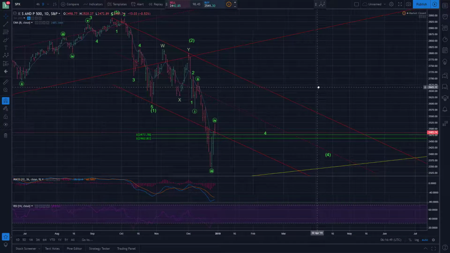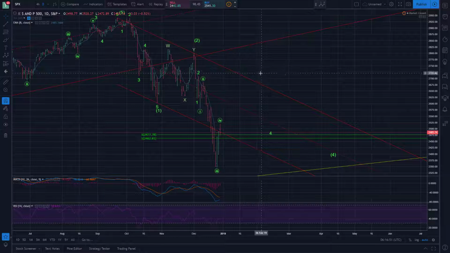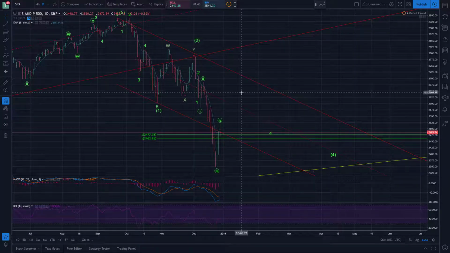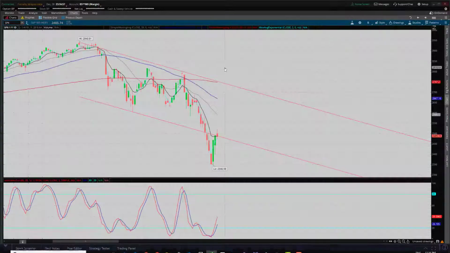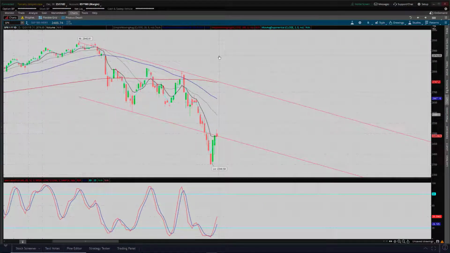So that's what we'll be looking for tomorrow. I'm not sure how much movement we'll get. It's just a pre-holiday session once again, and then of course the market's closed on Tuesday for New Year's Day, so we'll have to see how it all plays out.